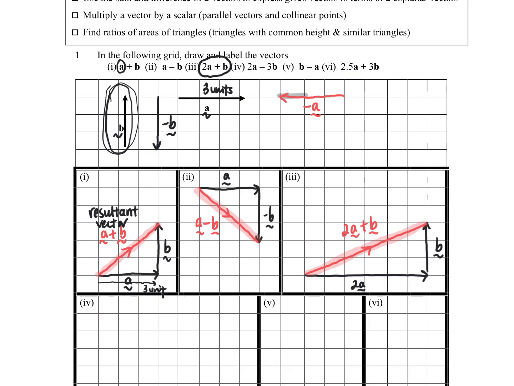Because I started from here, it must end here. Initial and final. So you must always start from your initial and end at your final.